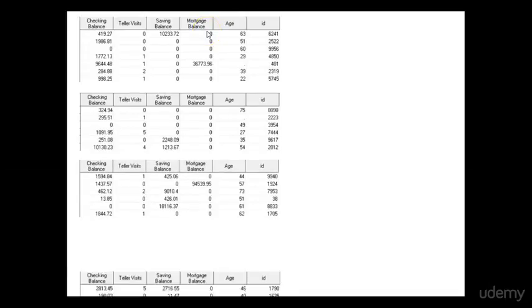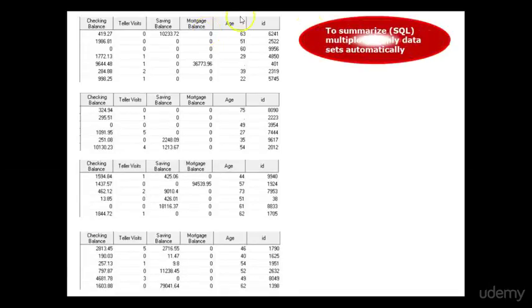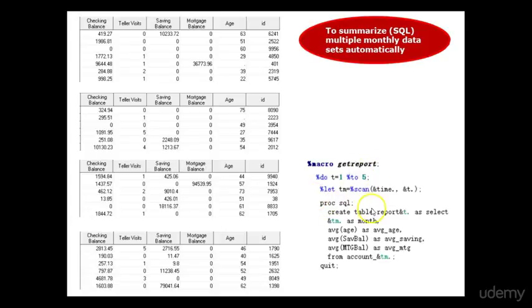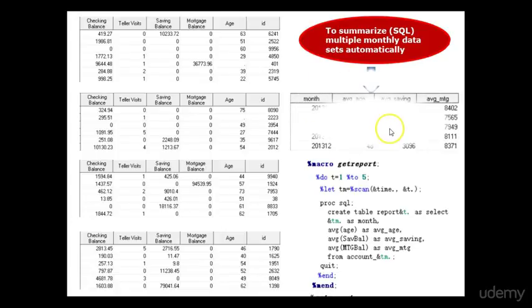Here I have many tables with the same data structure. For instance, they are consumer accounts with mortgage balances. Now I want to summarize the monthly data sets automatically using SQL. Now I write a SAS macro function using a do loop. I simply put the number of months in the loop. Then SQL will be executed for all 5 tables automatically. I will get a final resulting table, which is a stack of all the summaries.